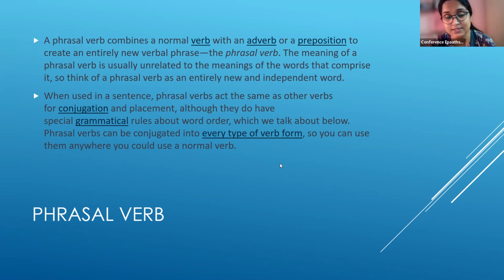When used in a sentence, phrasal verbs act the same as other verbs for conjugation and placement, although they do have some special grammatical rules about word order, which we will talk about below. So it can be conjugated into each type of verb form. It may be present tense of the verb or past tense of the verb, any form they can have.